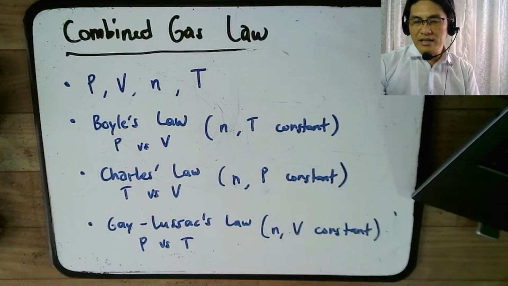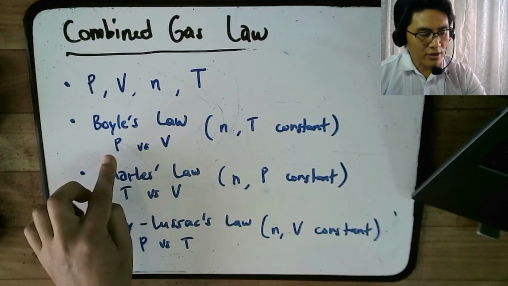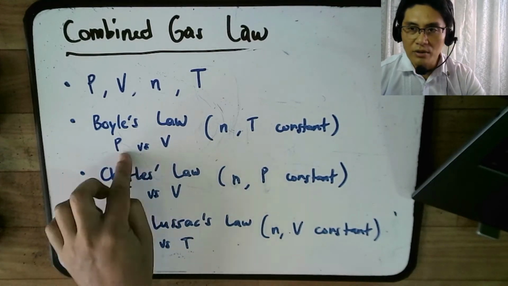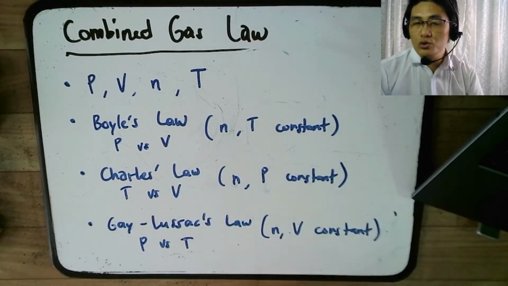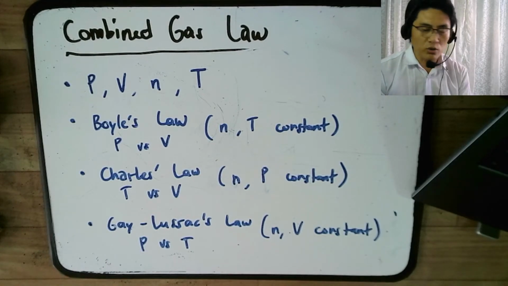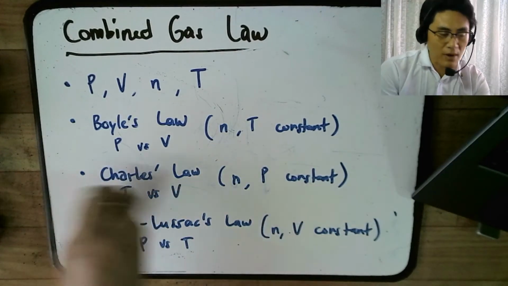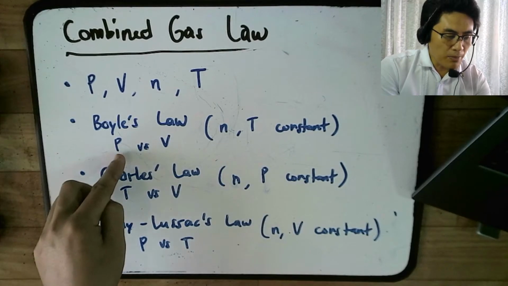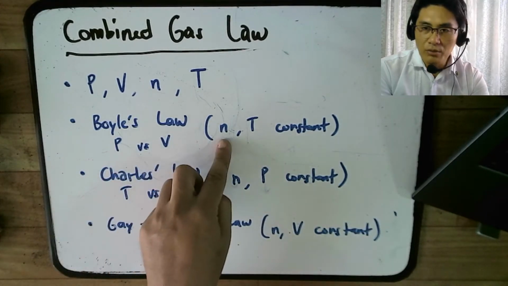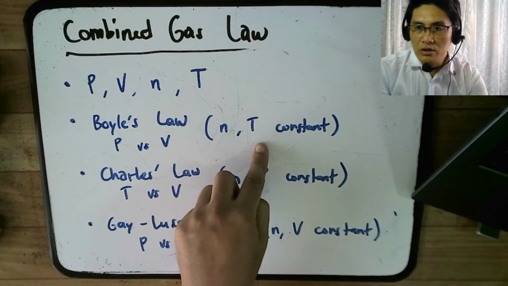Just like in any experiment, if you want to look at the relationship between these two variables, you have to control the other variables because you don't want them interfering with your experiment. So if you are looking at pressure and volume, you have to keep the number of particles and the temperature constant, right?